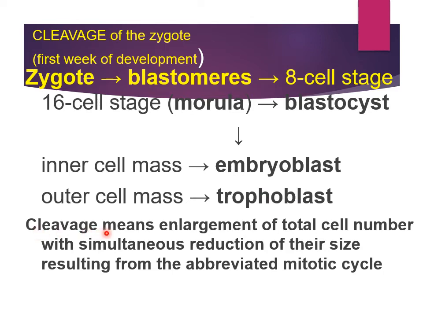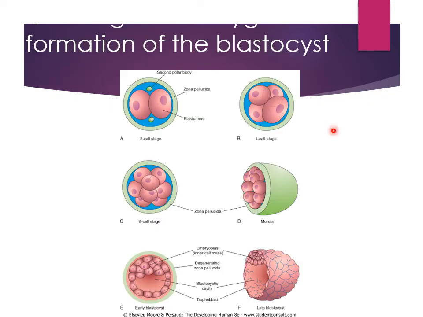In general, cleavage means enlargement of the total cell number with a simultaneous reduction of their size, resulting from an abbreviated mitotic cycle. As you can see, this is the 2-cell stage. Here they become 4, and now the 8-cell stage. It is named the morula when it reaches about 16 cells in number.